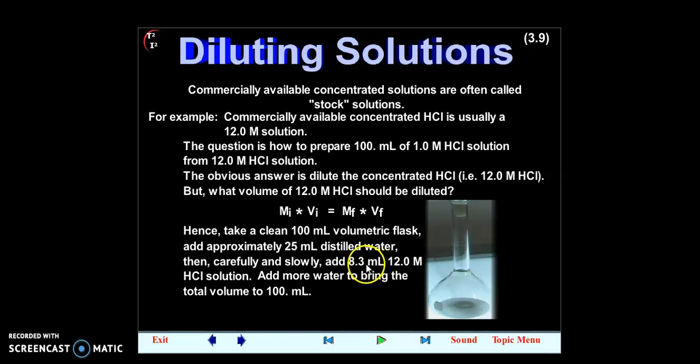That means indirectly you are subtracting 8.3 from 100. We subtract 8.3 from 100, you get 91.7 ml. So that means the amount of liquid you need, or water you need, is 91.7 ml, because you're going to add 8.3 to it to get to 100 ml. I hope that is clear. So you add more water to bring the liquid to your level of 100 ml.